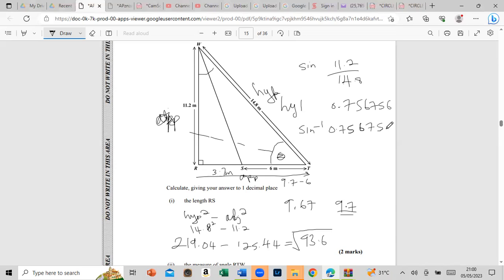So let's do that. Press shift, or in some cases the calculator is second, the yellow button, yeah? So shift sin 0.756756. I got 49.1, so this angle works out to 49.1. I'm going to replace this with 49.1. So the measure of the angle is 49.1 degrees.